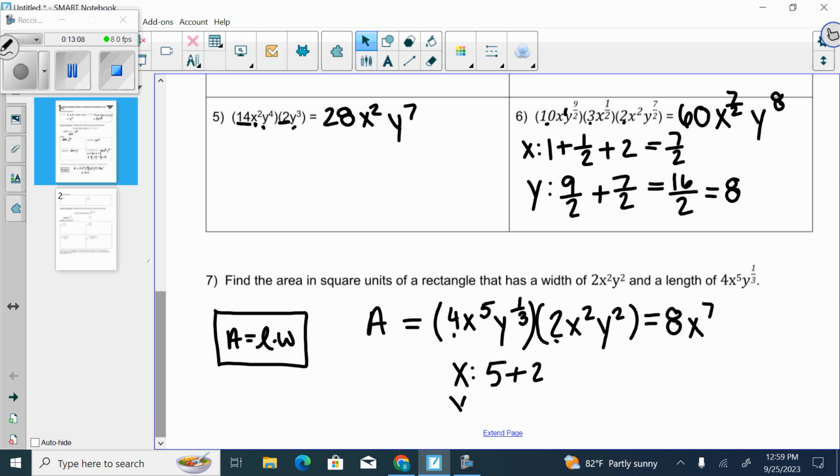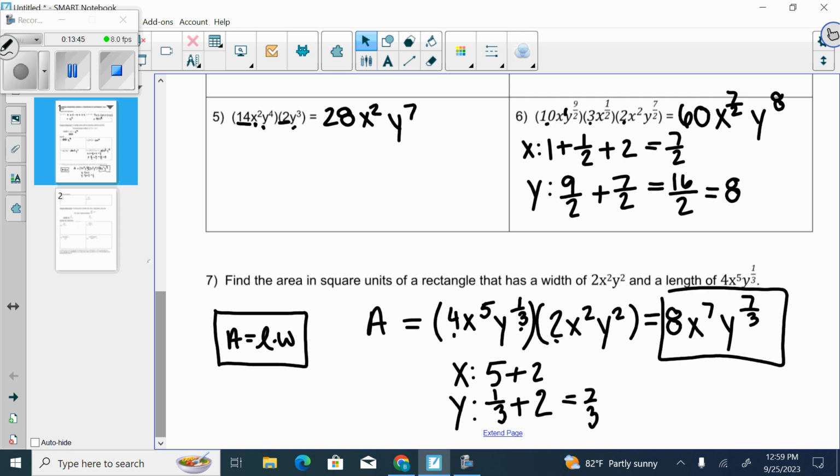Okay, now I'm going to do the same thing for my y. What's my first exponent for y? 1/3. Plus, what's my next exponent for y? 2. So remember, we're going to add this in our calculator exactly how it's written here. So 1/3 plus 2. What does the calculator tell you? 7 over 3. And if this is 7 over 3, then that means I have y to the 7 over 3. So that would be my area. Okay?